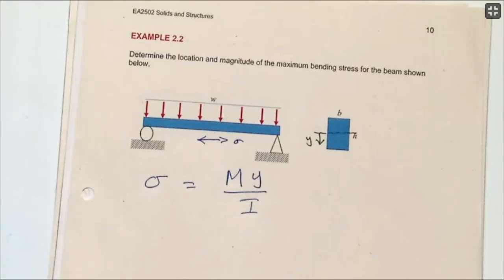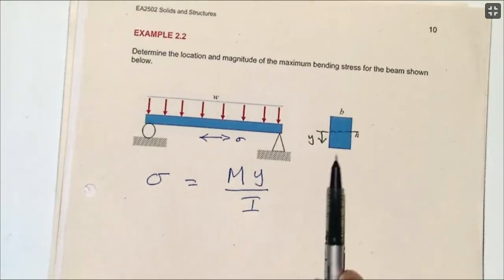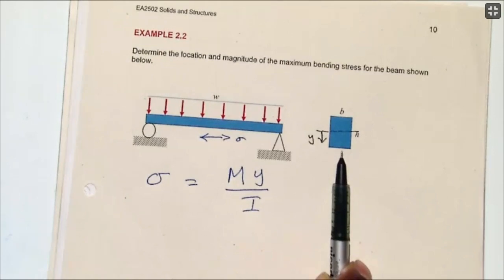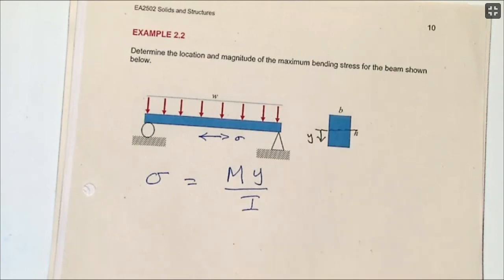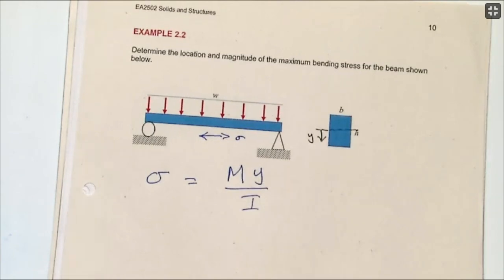So if I want to find the bending stress, right here, my Y will be h over 2. If I want to find the bending stress at the top, my Y will be minus h over 2. Okay, so that's what we've got.